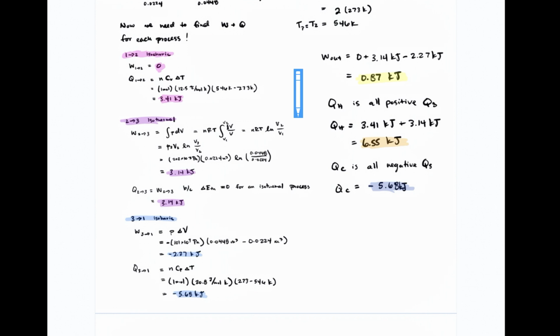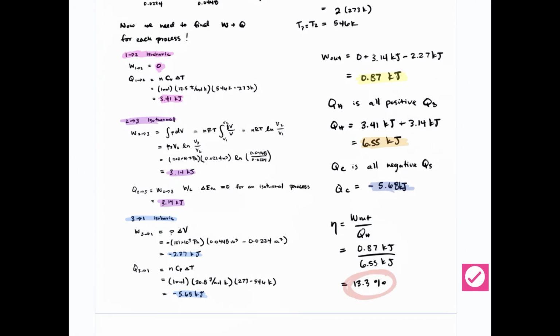And then if we wanted to calculate the efficiency, remember that's just work out divided by the heat into the system. So you put a certain amount of heat into the system. This is the amount of work you can get out of it. So you divide 0.87 kilojoules by 6.55 kilojoules. Remember, that's the QH. And this should give us 13.3%. So our efficiency is 13.3.